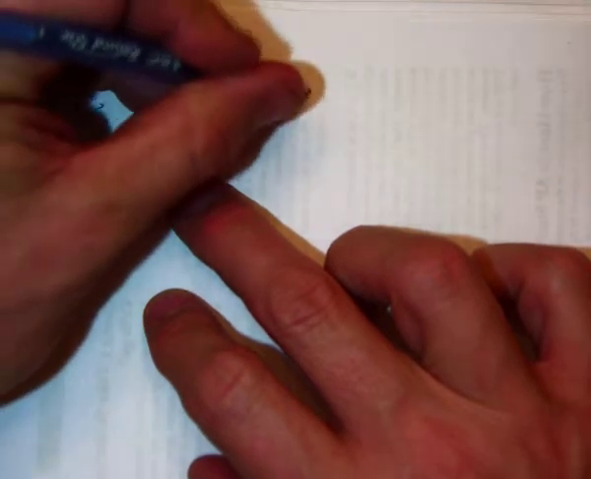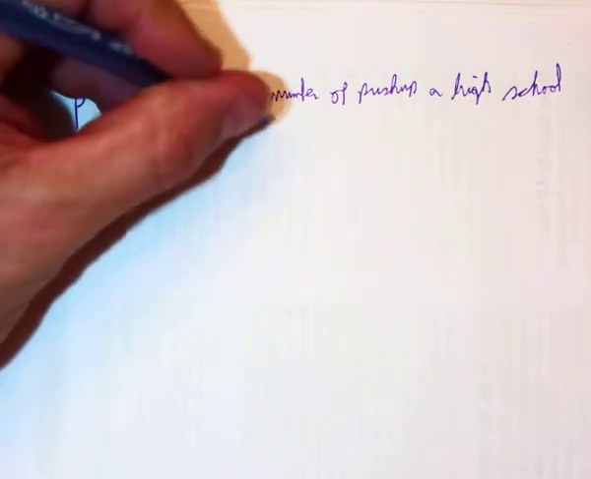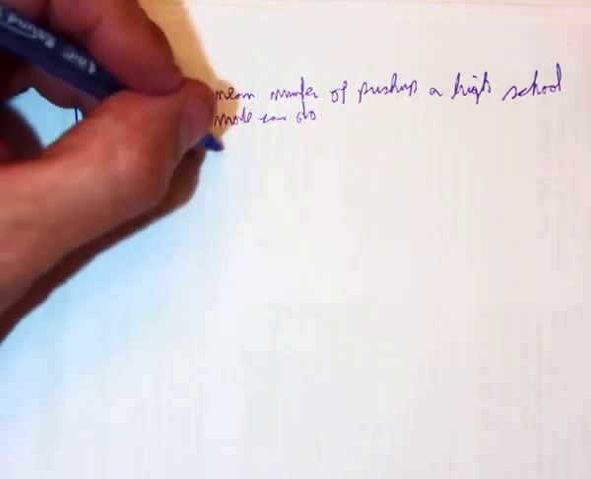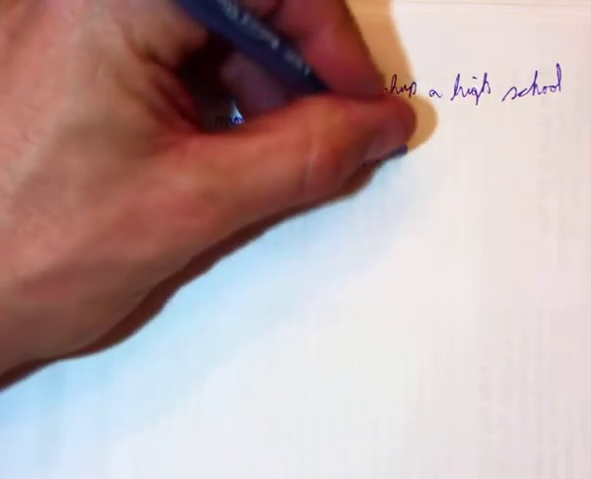Our parameters here are mu of M is the mean number of push-ups a high school male can do, and mu of F is the mean number of push-ups a high school female can do.